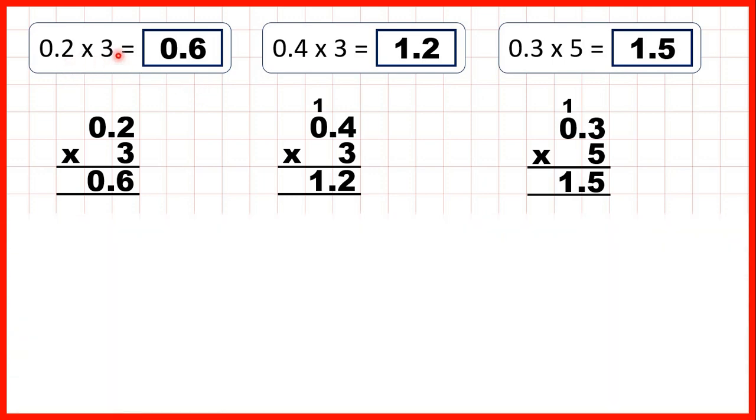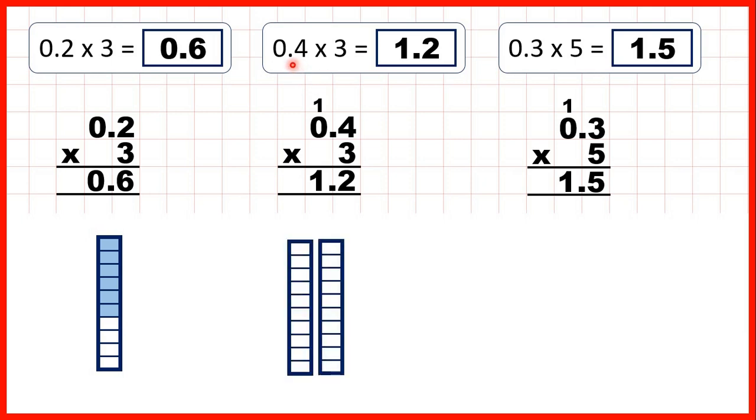And we know that multiplication is really repeated addition. So for 0.2 times 3, we can show 2 tenths and then another 2 tenths and then another 2 tenths. So we've added 0.2 3 times, and we can see that we get 6 tenths.